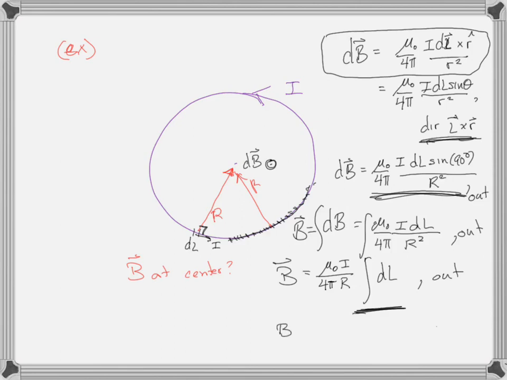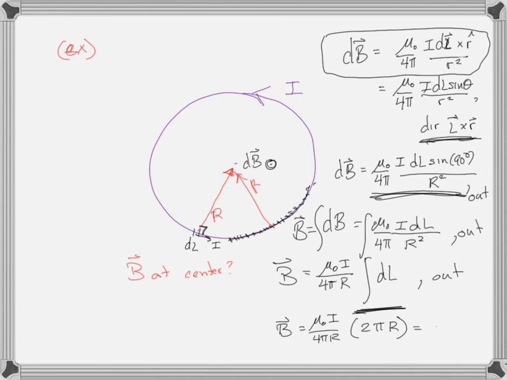What is it? I can't hear you. What is it? What'd you say? Speak up. Okay, it is the circumference of the circle. So it's 2 pi r, the circumference of the circle, if you add up all those dLs.